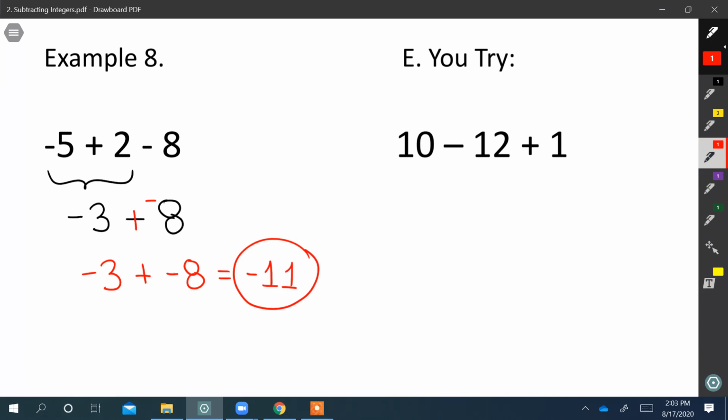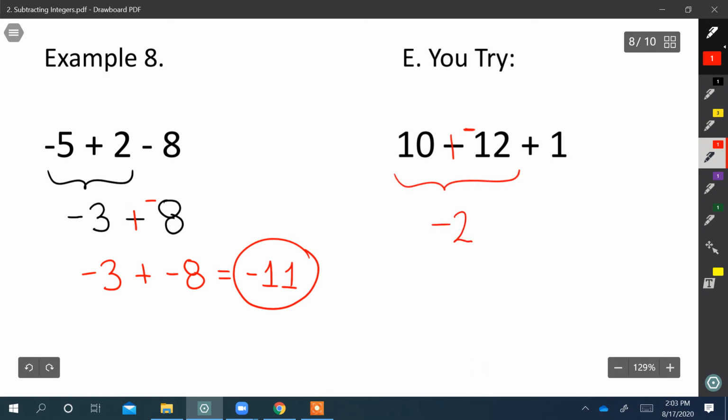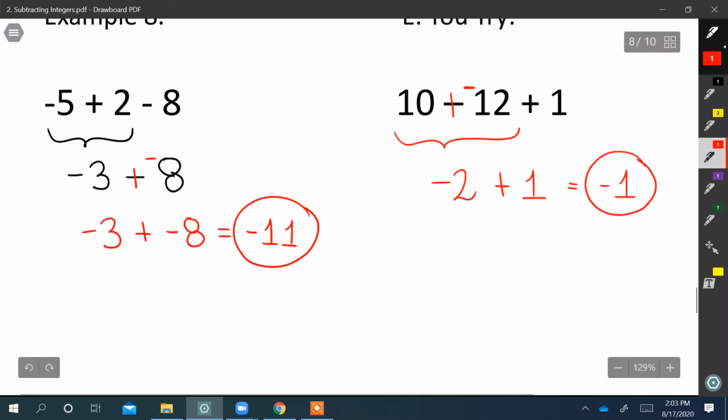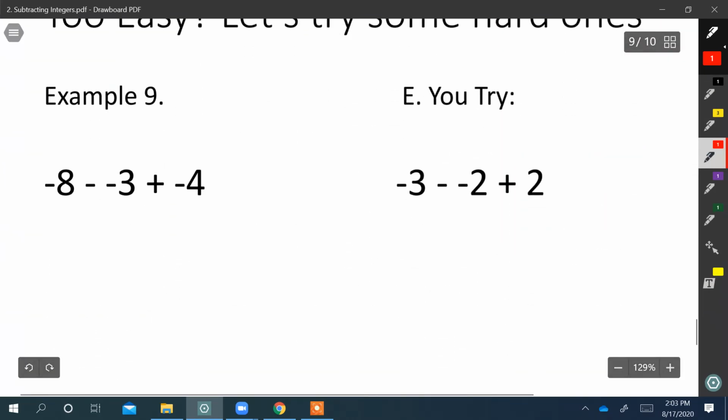Alright, so for E, I'm going to make this one a positive, but this one will then be a negative. So 10 plus negative 12 should equal negative 2. And negative 2 plus 1, that's going to give you negative 1. How about if you try example number 9?